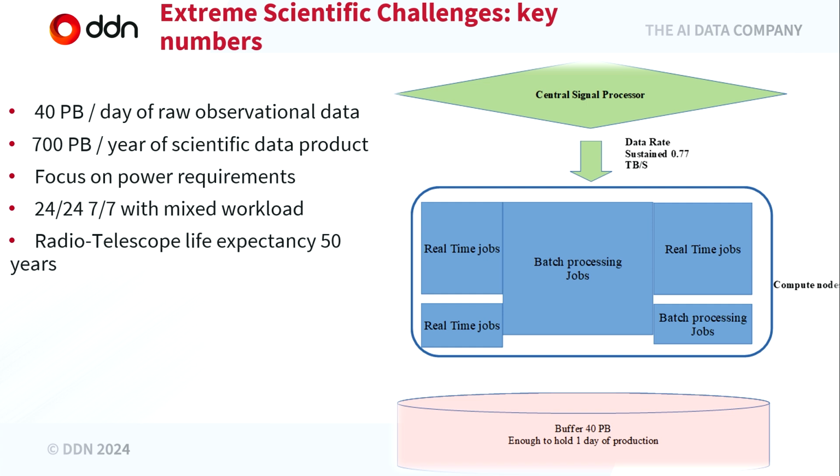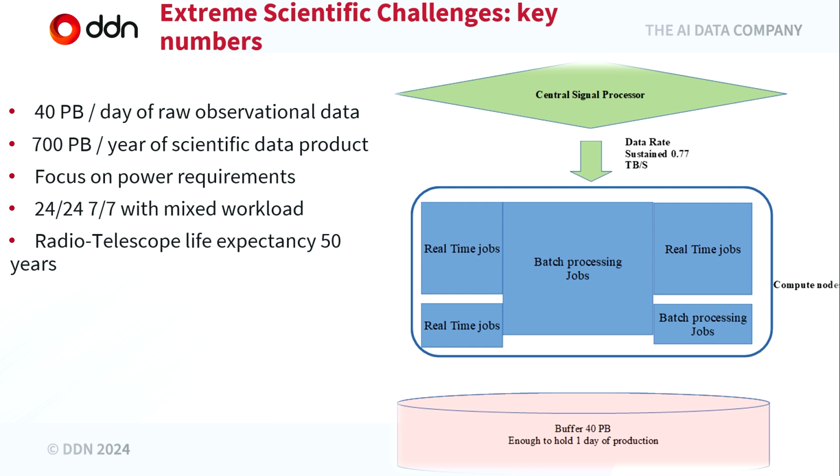Now, if we look at all these big antennas in terms of storage, what are the key numbers? Every day, they are going to acquire around 40 petabytes of raw data, process it, and then produce around 2 petabytes of scientific data. So something which is clean and more meaningful for the next stage of scientific utilization. So 2 petabytes per day.